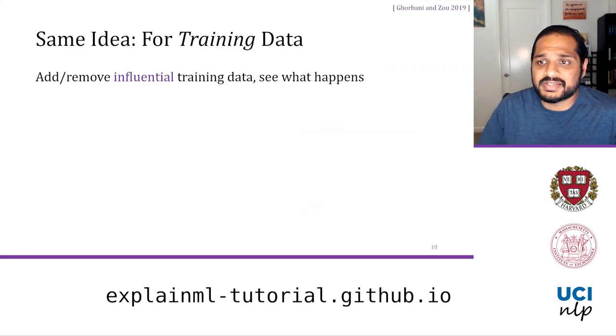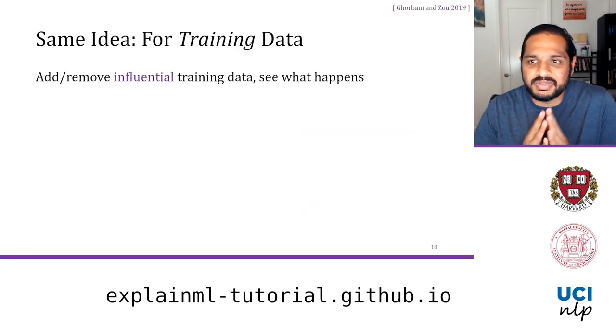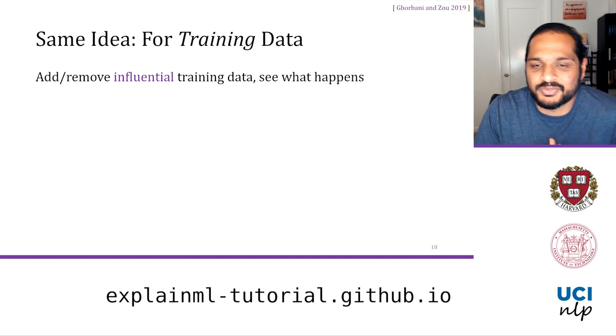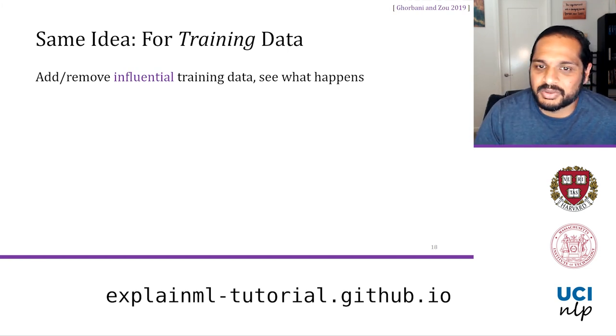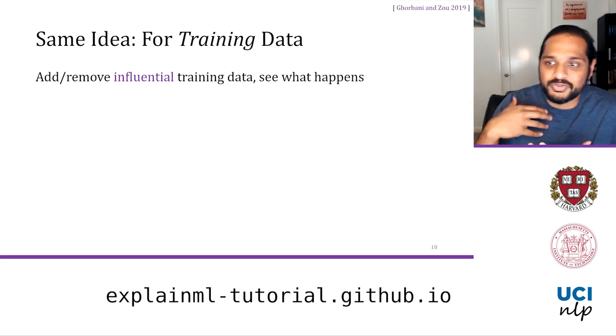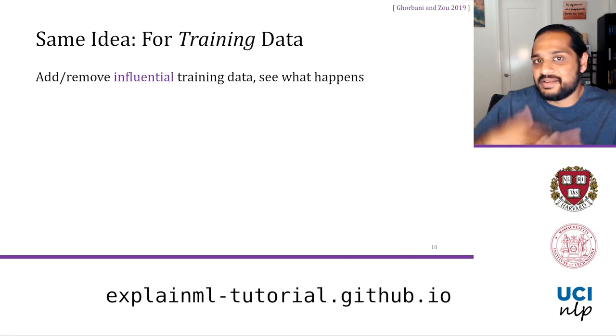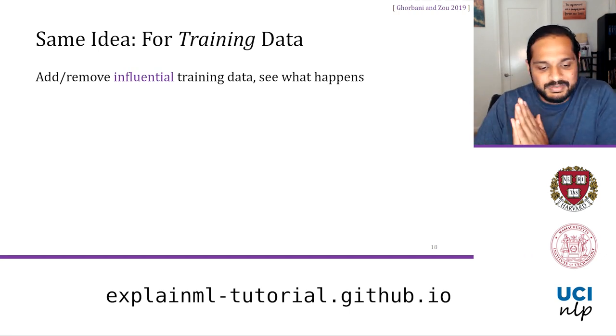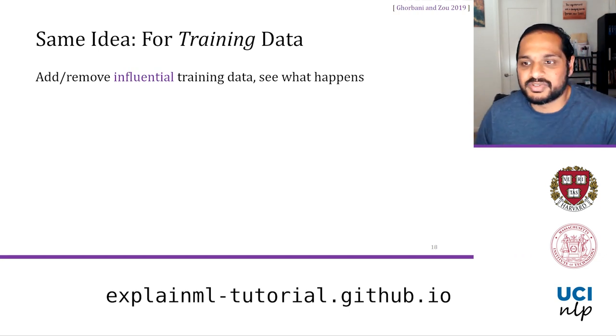What has also been interesting is that this idea has also been used for training data. So if you remember, Julius talked about influential training points. Some explanations try to find those. You can also add or remove them from the training data and retrain the model and essentially plot the prediction probability to do the same thing.